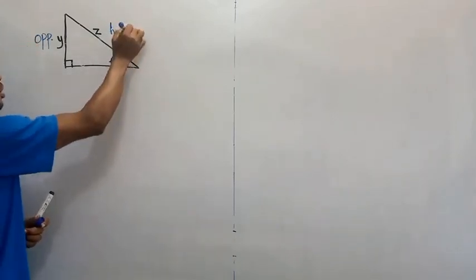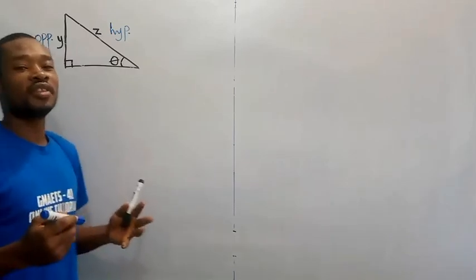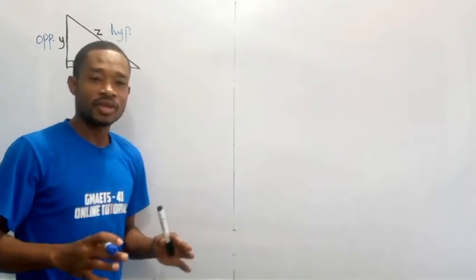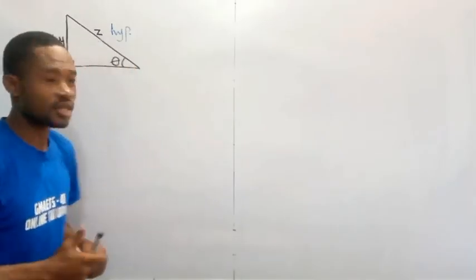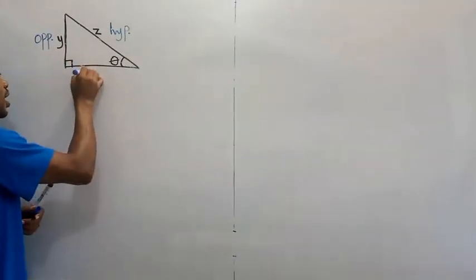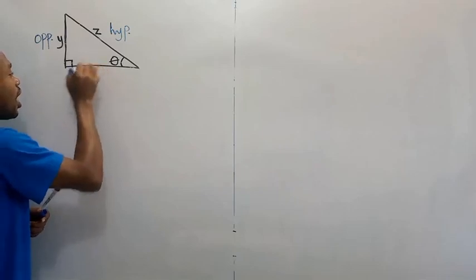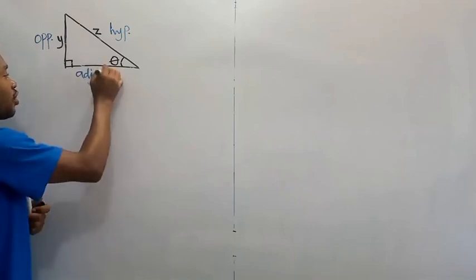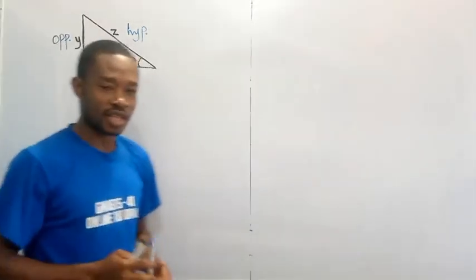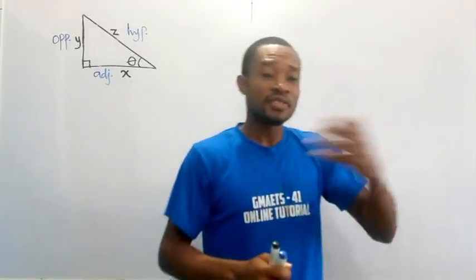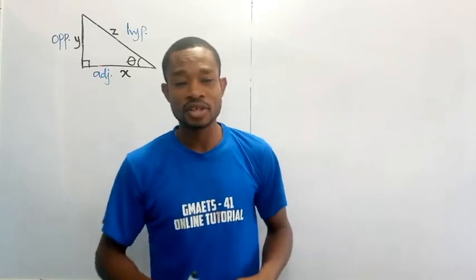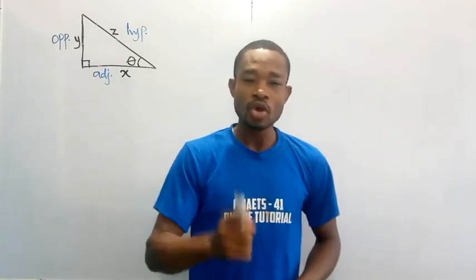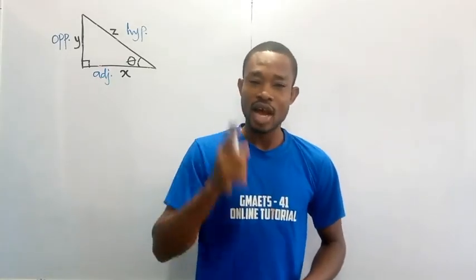Okay? High. And of course, we are left with the third side where we have no other choice than to label it as what? The adjacent. This is the adjacent, adj. I'm going to use X to represent it. Now, you see something about the adjacent. The adjacent is the third side of the right angle triangle that does not face the given angle.